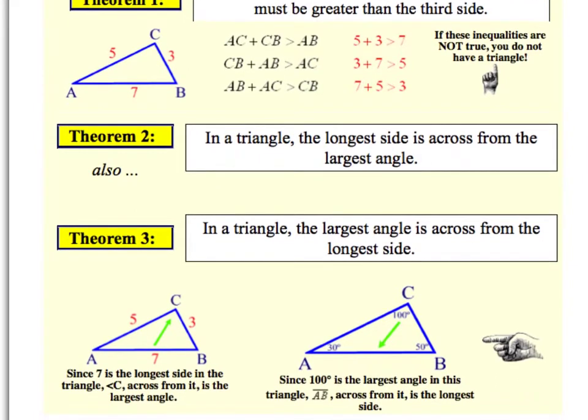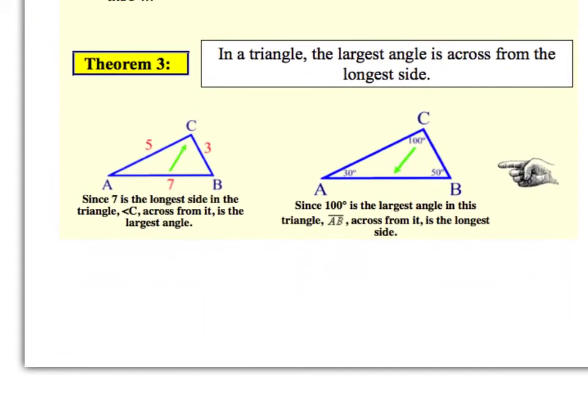In theorem number 2, you can order the pairs, and we did some work with that. If you know the side lengths, you can order up the angles, and if you know the angles, you can order up the side lengths. So it's always going to be in order of greatness.